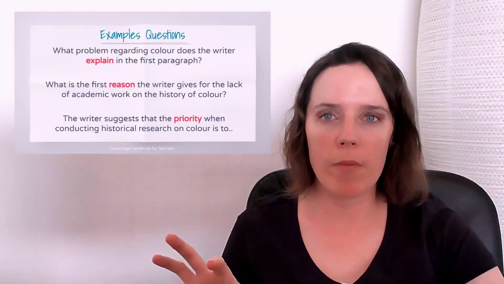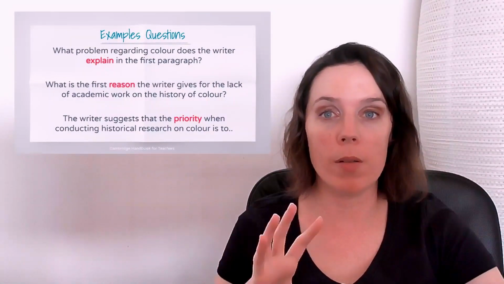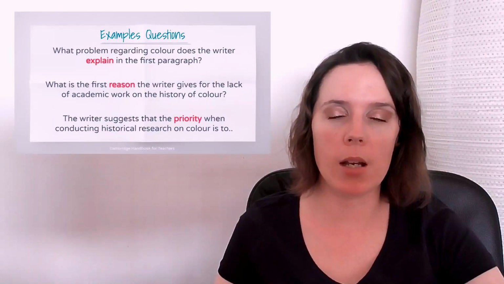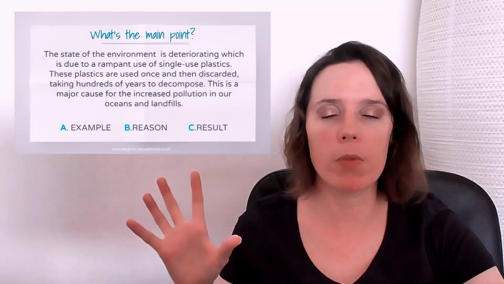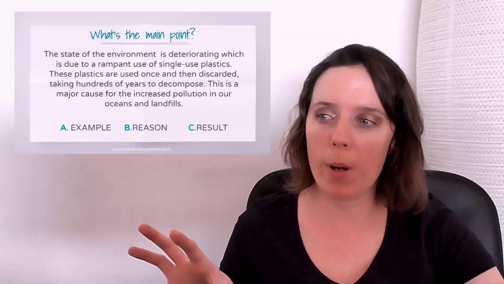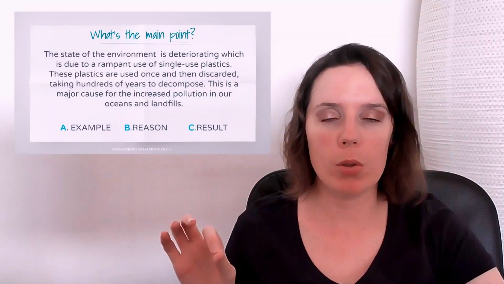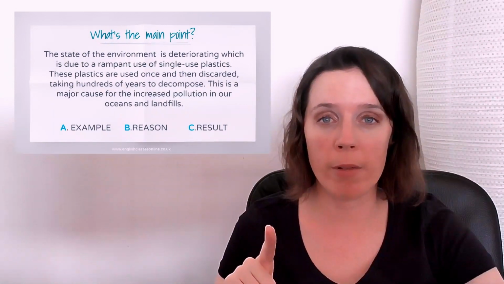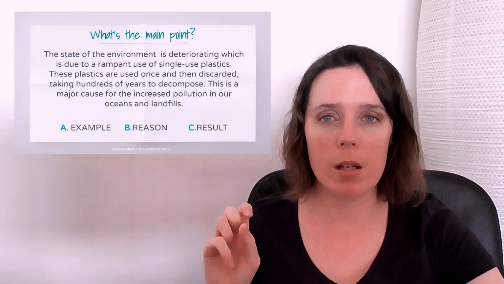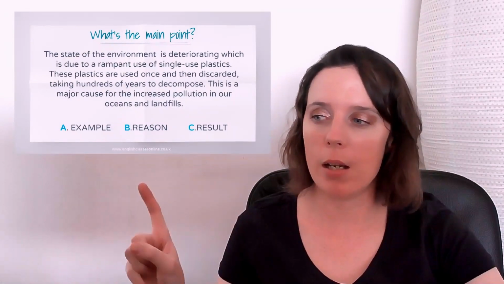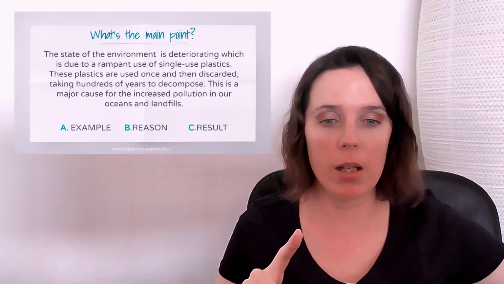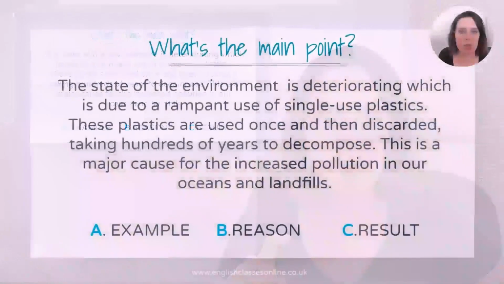Okay, so we're going to have a little practice of this now in distinguishing main points from supporting details. So what I'm going to do is give you a full paragraph, and I want you to try and identify, first of all, the main point of the paragraph, and then second, the supporting detail. Is it an example, a reason, or result? Okay, so I'm going to make this bigger for you so that you can read it.